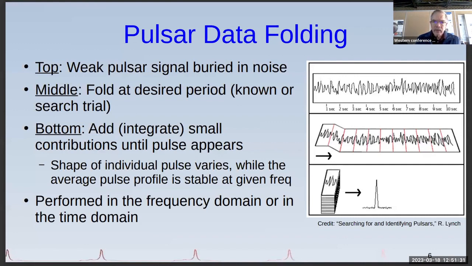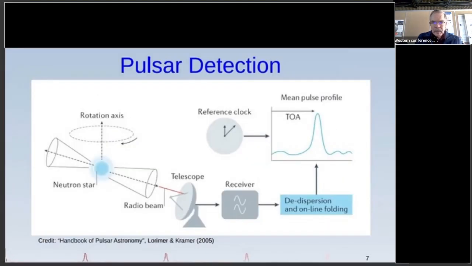The bottom one shows the result. You integrate, or add up, all the little contributions until you get a pulse. The individual pulse is going to vary because of the scintillation and the dispersion. But if you average over thousands of pulses and get a pulse profile, they're very stable. At a given frequency, the pulse profile is very stable. And we can do this in the frequency domain or the time domain. This illustrates the detection process. On the left, you have the neutron star that's spinning, generating this pulse that we see.